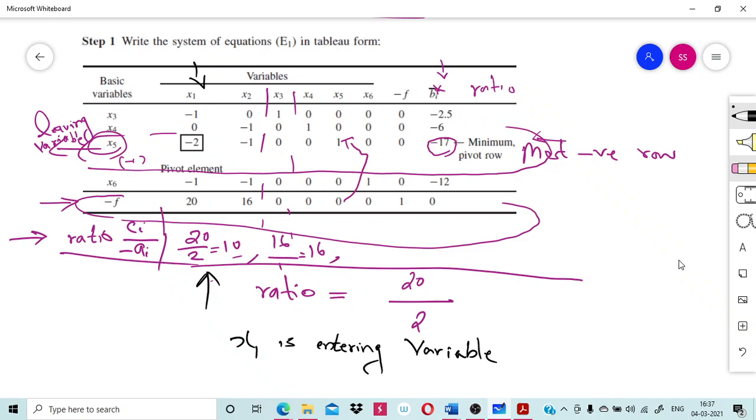In the next step, you now have the pivot position and the pivot element as -2. How do you make this pivot element unity? You have to do it by row operations only, not column operations. By considering row operations, you make this one. So our updated table will look like this.